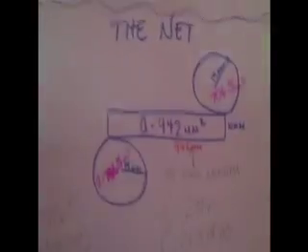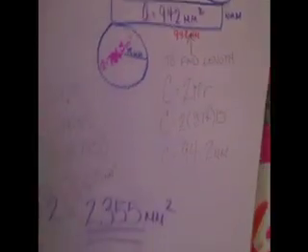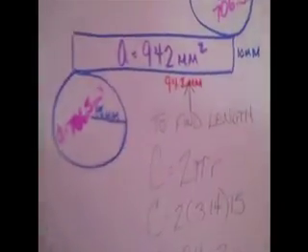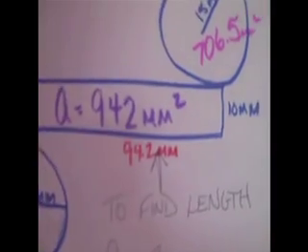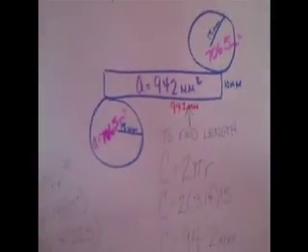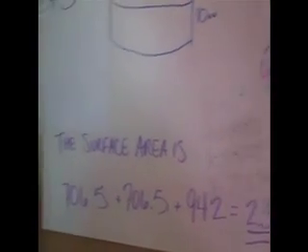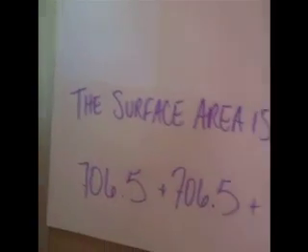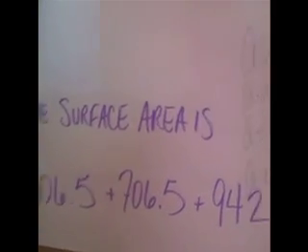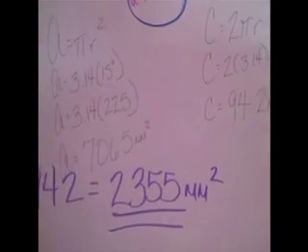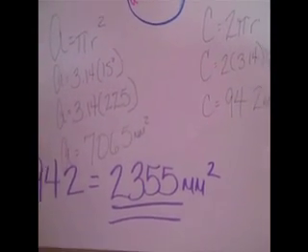Now you know the length of this rectangle. What you're going to do is multiply the length times the width. 94.2 times 10 is 942 millimeters squared. Now to find the surface area, we add all those numbers. 706.5 plus 706.5 plus 942 equals 2,355 millimeters squared.